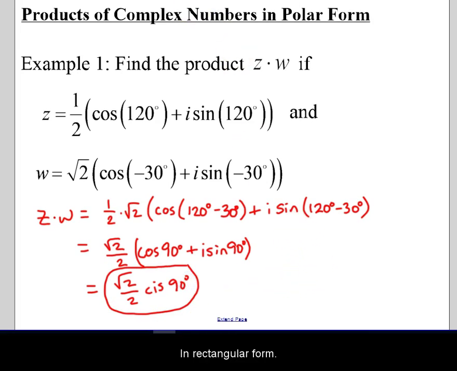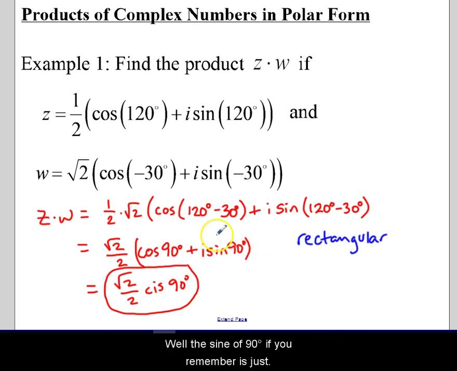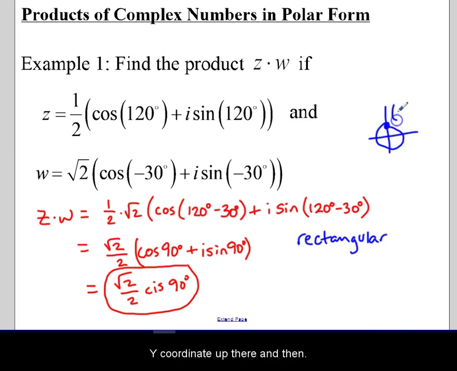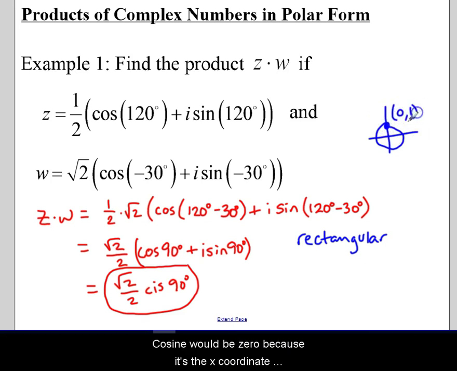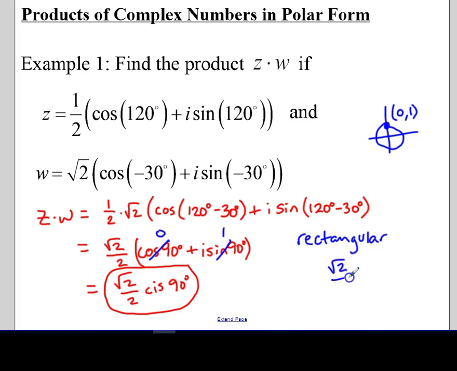In rectangular form, well, the sine of 90 degrees, if you remember, is just 1, because we're up at the top of the unit circle. It's the y-coordinate up there. And the cosine would be 0 because it's the x-coordinate. So that's a 0. That's a 1. So we really just have 1i times square root of 2 over 2. So the rectangular form would simply be square root of 2 over 2i. I'll write that in a box so it's rectangular.